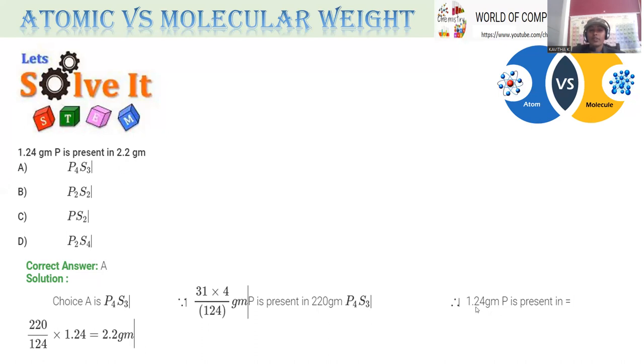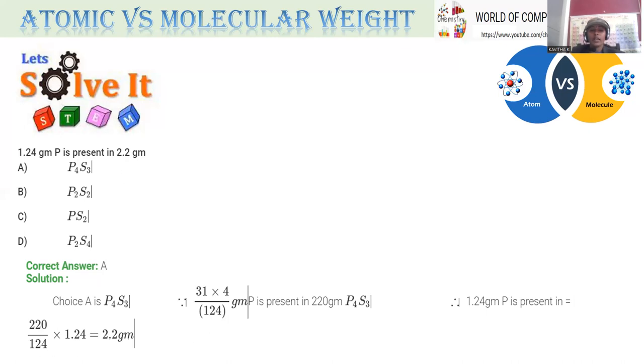So 1.24 grams of phosphorus is present in, again we have to go with the cross multiplication. 1.24 into 220 by this remaining value. If you substitute all these values, it will become 220 into 1.24 by 124.